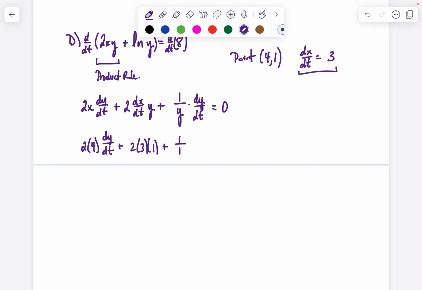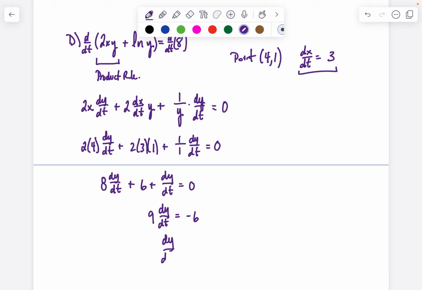So we've got 2 times 4 times dy dt, plus 2 times 3 times 1, plus 1 over 1 times dy dt. So we're going to have 8 dy dt plus 6 plus the dy dt equals 0. So that gives us 9 dy dt equals negative 6. So dy dt equals negative 6/9.